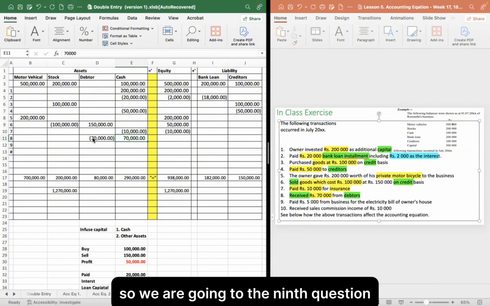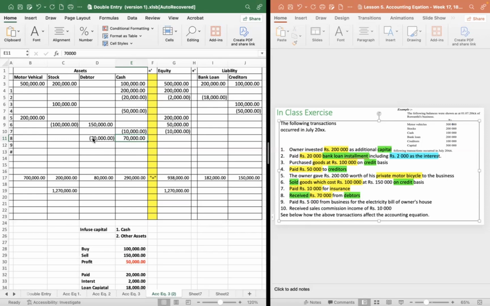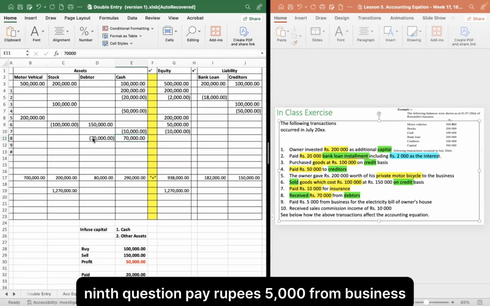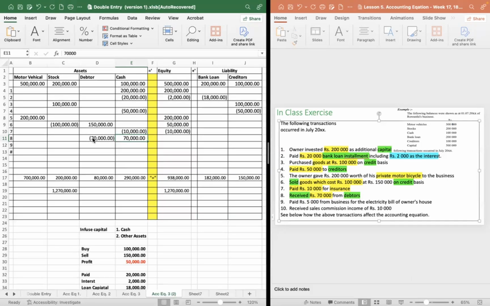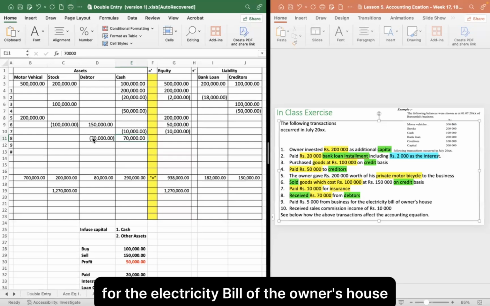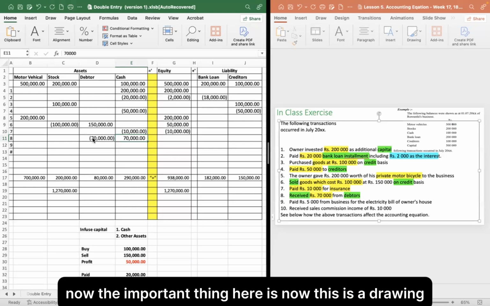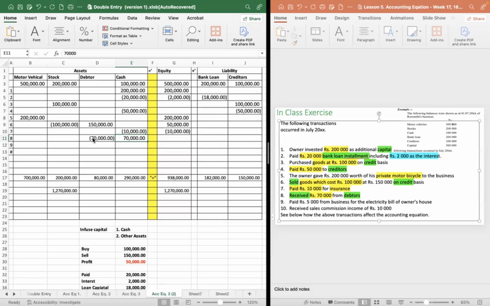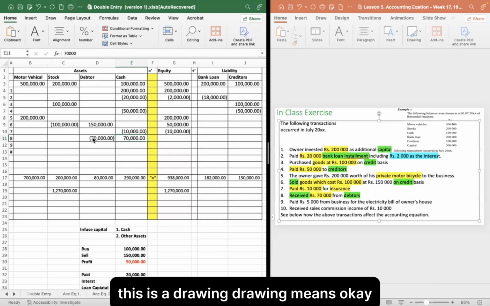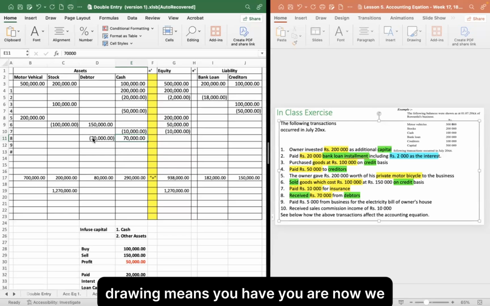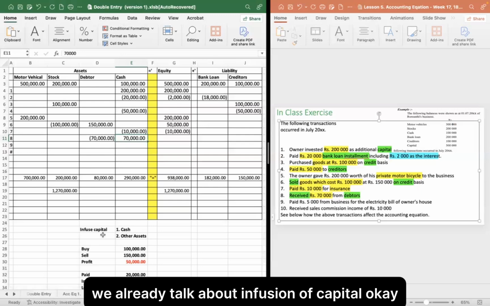So we are going to the ninth question. Paid rupees 5,000 from the business for the electricity bill of the owner's house. Now, the important thing here is that this is a drawing. Drawing means, we already talked about infusion of capital.